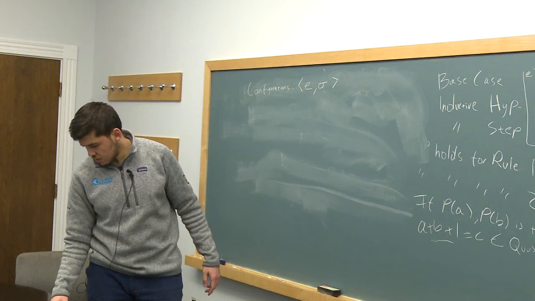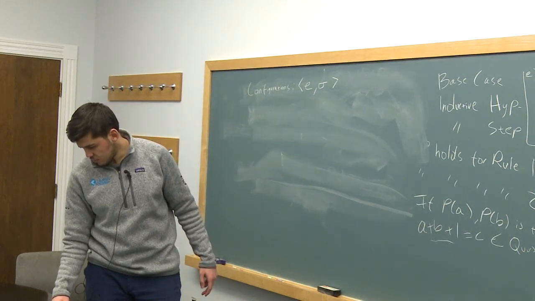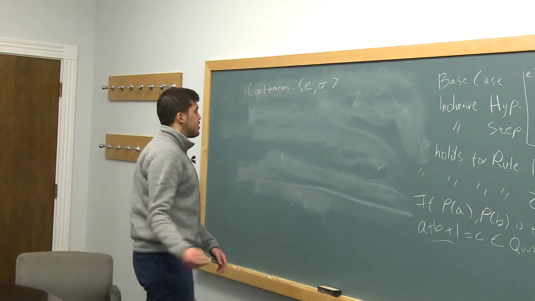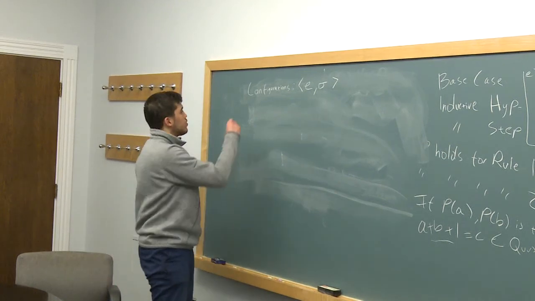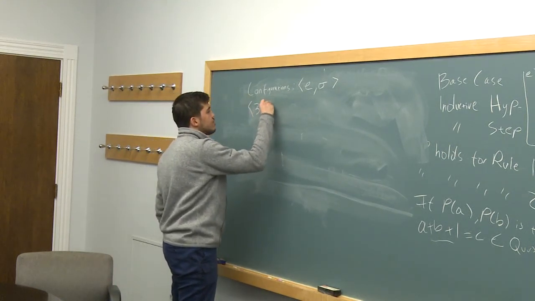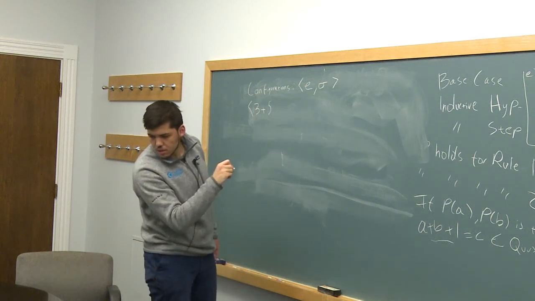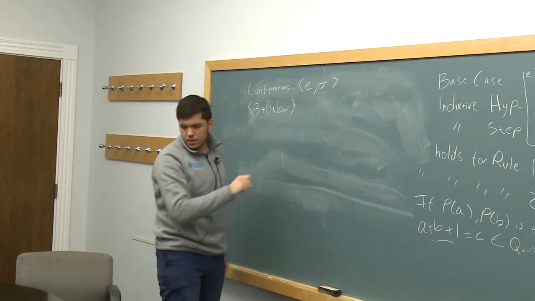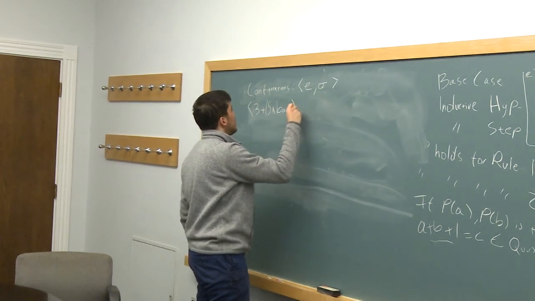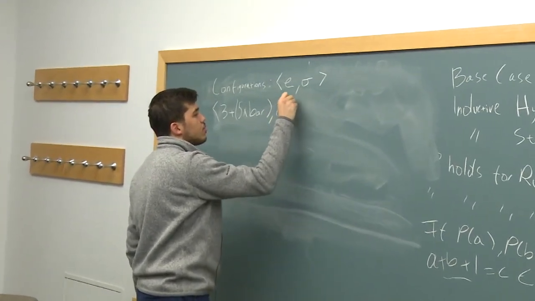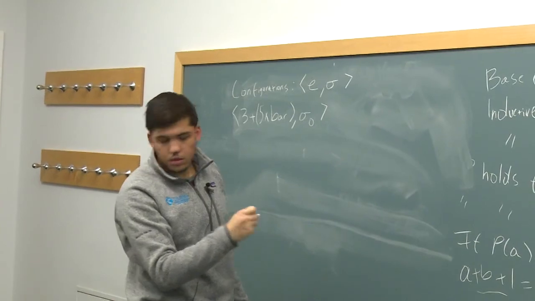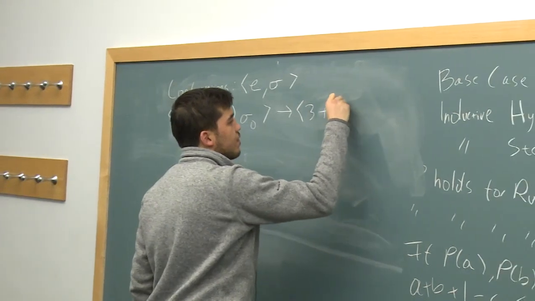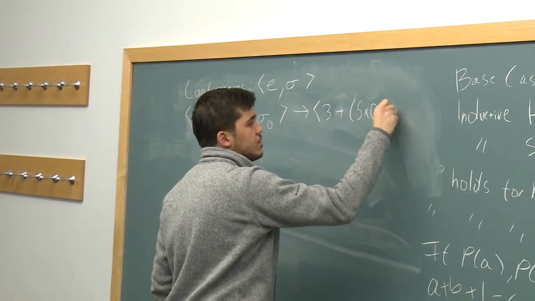So now, if I were to just write this down logically: 3 plus parentheses 5 times bar, and then our store sigma 0, goes to 3 plus 5 times 0, sigma 0.